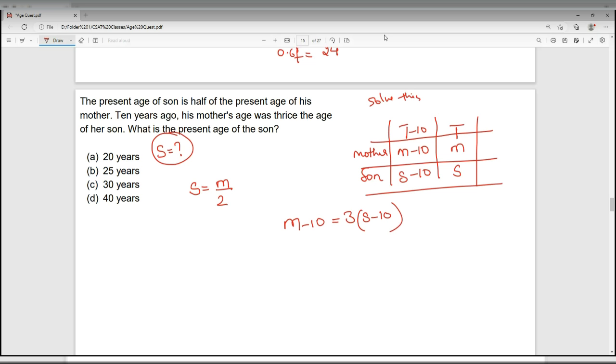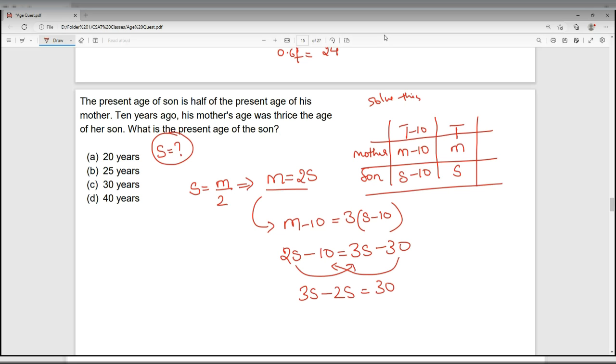So from this, m is equal to 2s. You can input the value of m in this equation. So this becomes 2s minus 10 is equal to 3s minus 30. If you move 2s to this side and 30 to this side, this becomes 3s minus 2s is equal to 30 minus 10, and s is equal to 20. So the answer is A, 20.